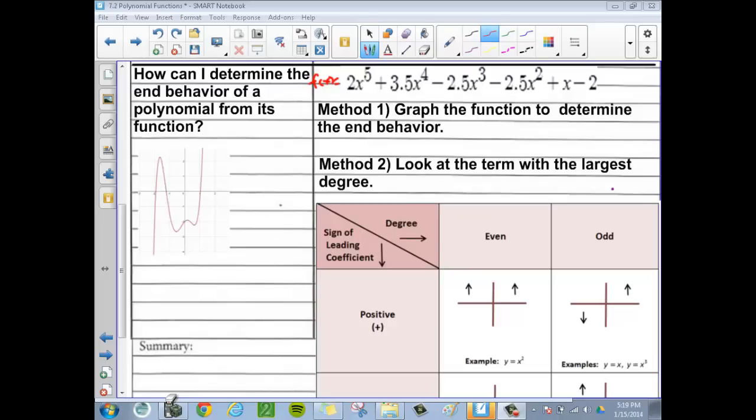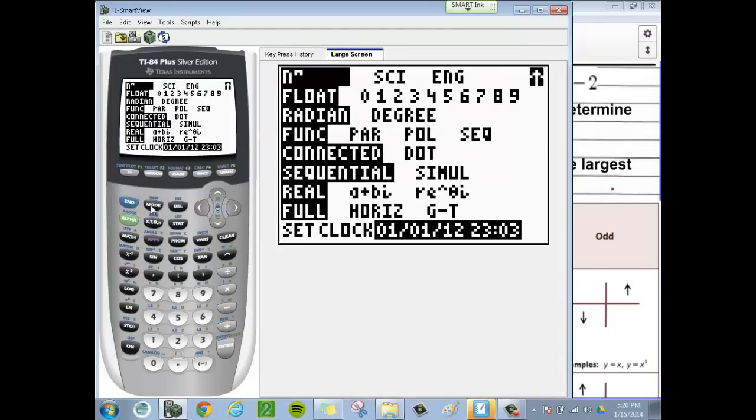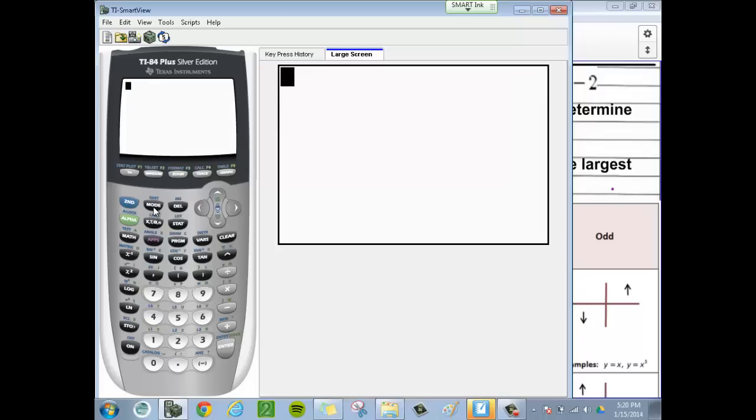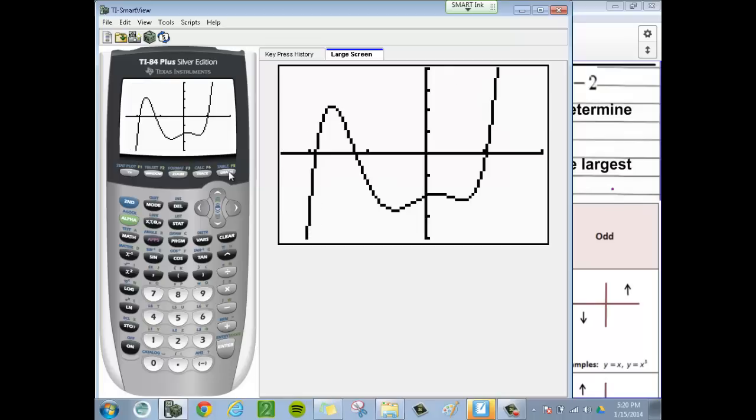Method one, which takes a little bit longer, is graphing in your graphing calculator to determine the end behavior. Let's do that method first. So what we have to do is get our graphing calculator out, and the first thing you need to do is go to the y equals, just like I have here, and we got to put in the function, and I've already done that. And after you put in the function, click on graph, and it will graph that function. Now this window might be a little bit different for you, but you can change the window accordingly.